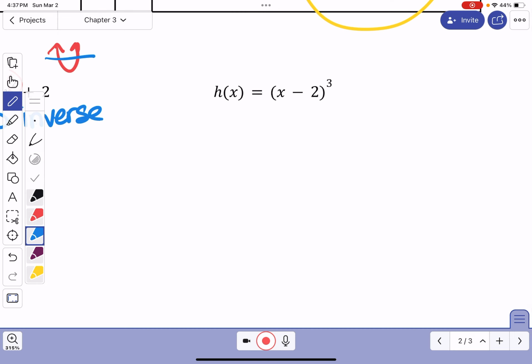So let's look at h. A cubic function would look like that. So it is one-to-one. So we're going to say, yes, there's an inverse. So start by taking it out of function notation.